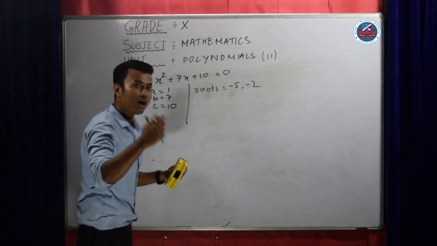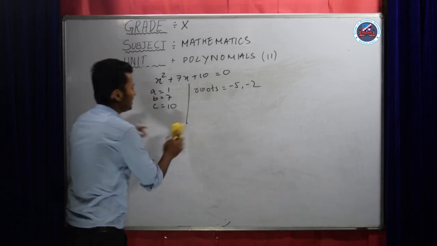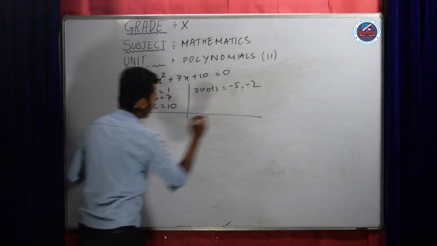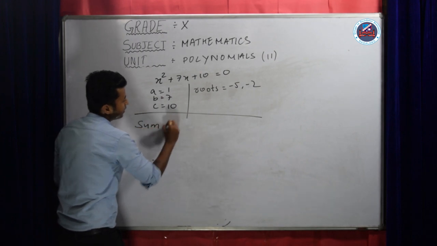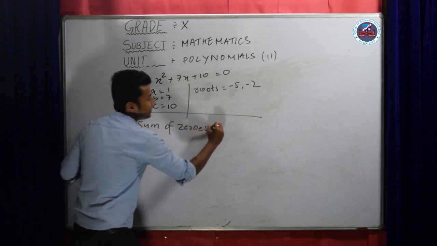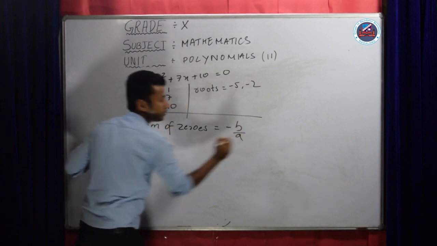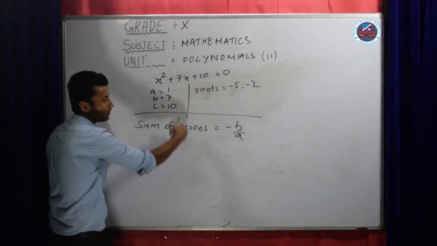Done, guys? Now how do you verify the relationship? It's a very simple formula. Sum of zeros is given by minus b by a. And so let me verify it.